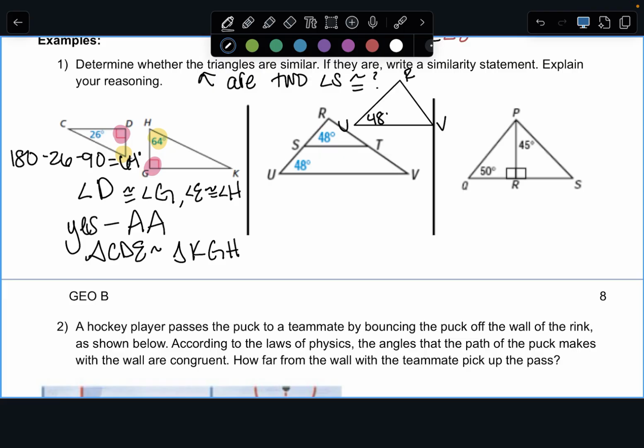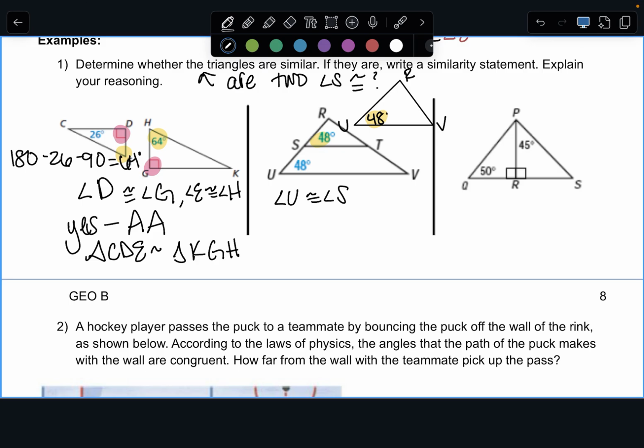Right off the bat, what angle looks the same? What number's the same? U, 48. Yeah, U and S, 48. So angle U is congruent to angle S. And now I'm looking for one more angle.